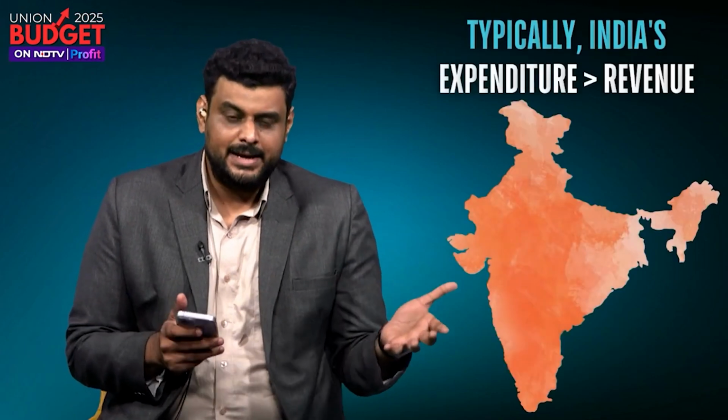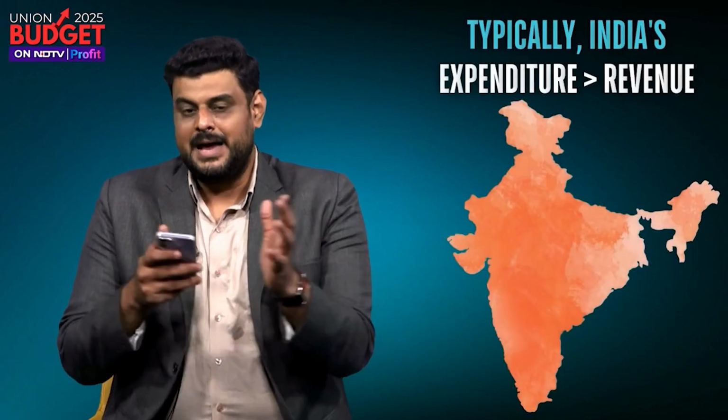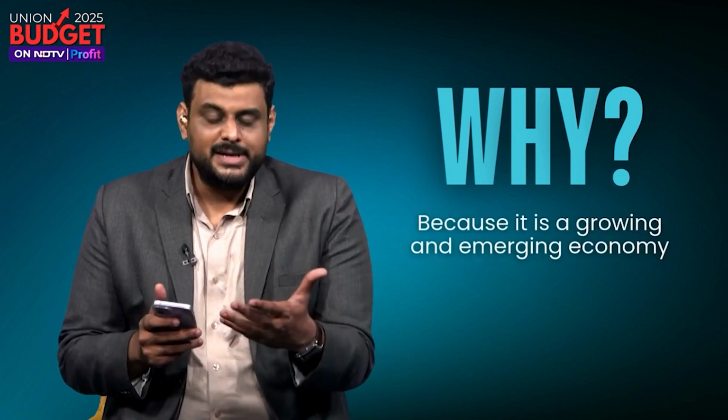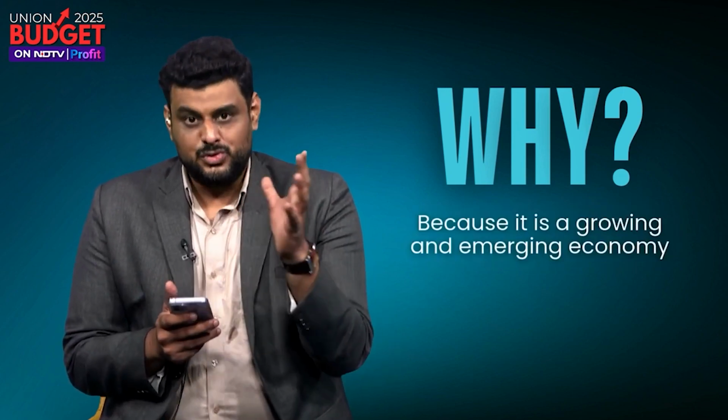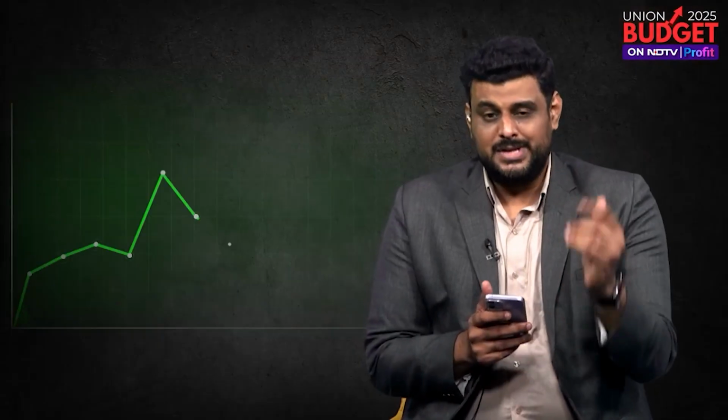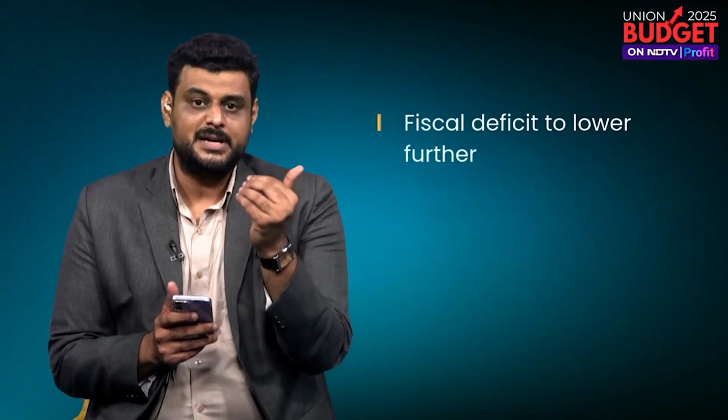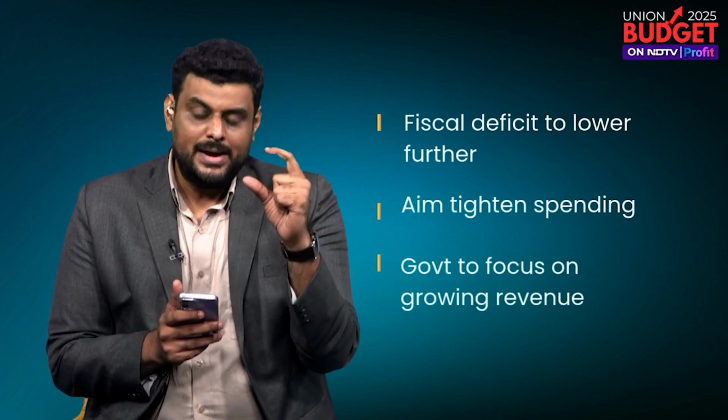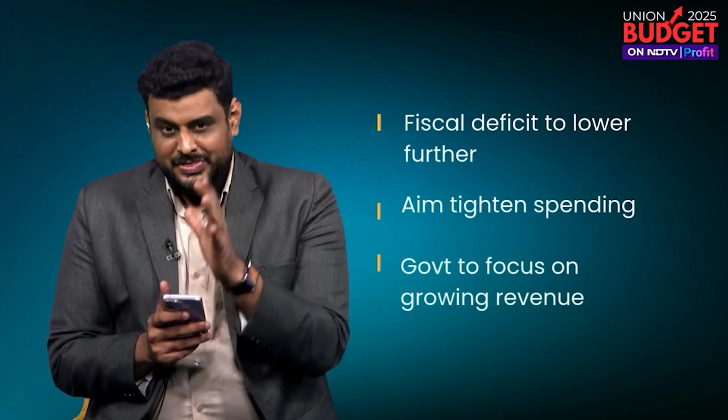Typically, for a country like India, overall expenditure will always be higher than the revenue. That is because we are a growing country, we are an emerging economy, and therefore the government needs to spend so that the country's long-term growth is maintained, while on a day-to-day basis, the government is able to pay enough people so that the operations can continue. Going ahead, of course, the expectation is that fiscal deficit will lower further. That means the government will be able to tighten its expenditure while also growing its revenue. This is likely to put India in a much better spot than where it was just a few years ago.